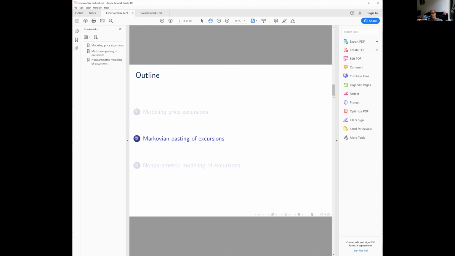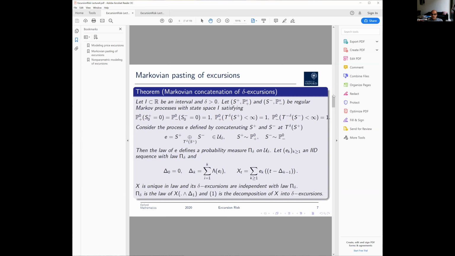Okay, so first let me get into the first method for constructing a process from excursions, and that's what I call Markovian pasting or Markovian concatenation. So here's the statement. We saw that if you take a Markov process and you decompose it into delta excursions, the strong Markov property implies that the delta excursions are IID. So it's a decomposition of the Markov process into an IID concatenation of pieces.